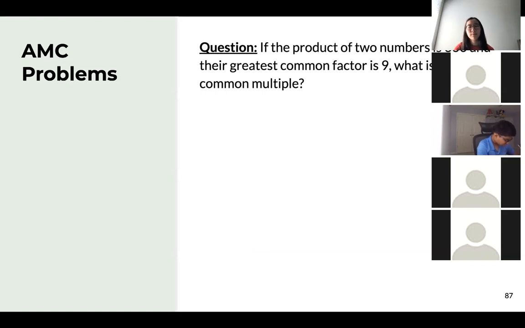If the product of two numbers is 360 and their greatest common factor is 9, what is their least common multiple? So quick hint: A times B equals GCF(A, B) times LCM(A, B). Okay, so using that formula, see if that helps you.